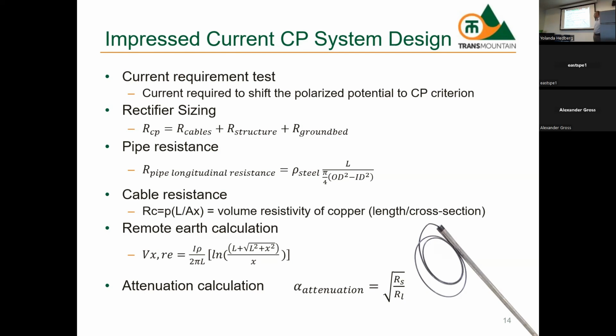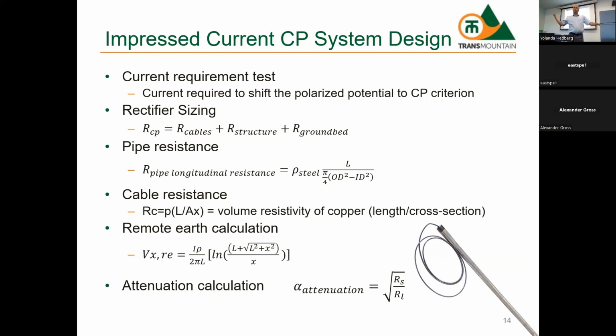This remote earth calculation is important. When you're installing an impressed current system, you can't put the anodes too close to your intended structure to protect. Okay? If it's too close, all of the current off of the ground bed is going to go right there. 60 degrees this way, 60 degrees this way. If I'm too close, this is my structure. I'm only going to protect that much.